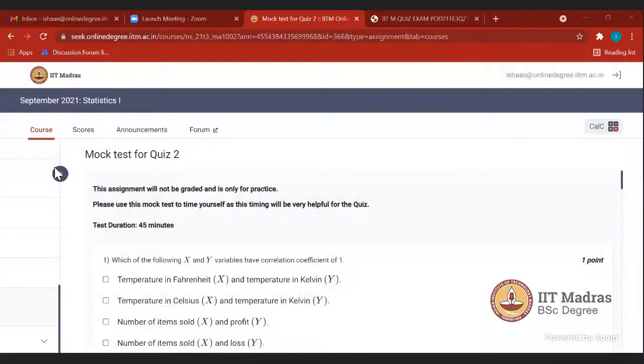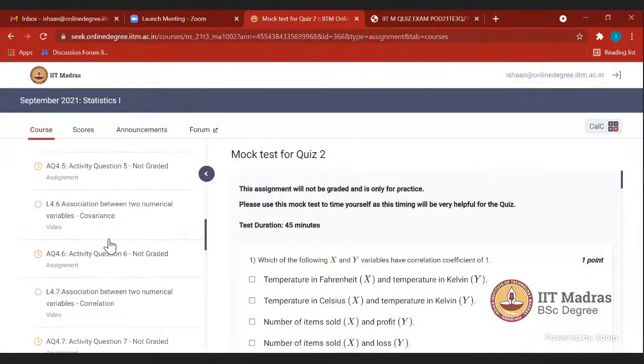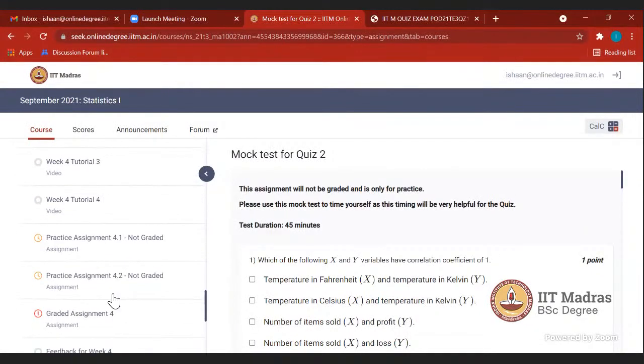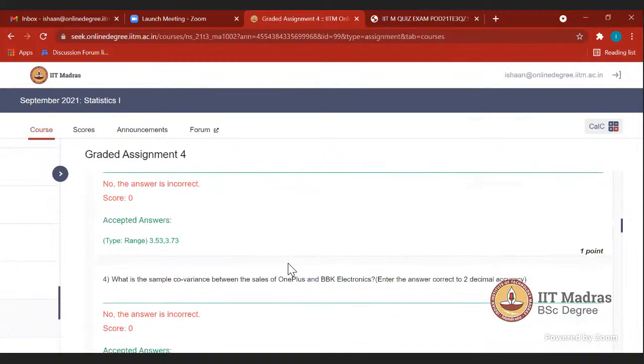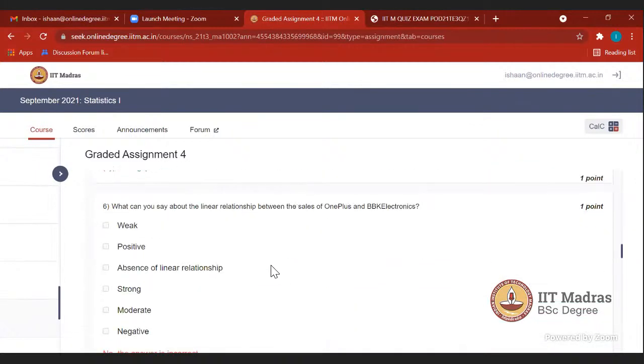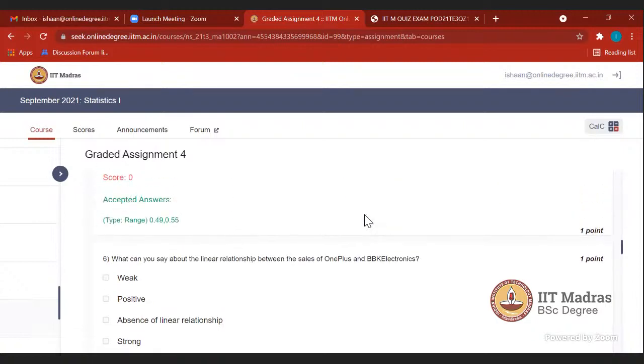Okay, so someone is asking about week 4 graded assignment 4, question 6. What can you say about the linear relationship between... Yeah, so you have to just compute the value of R.